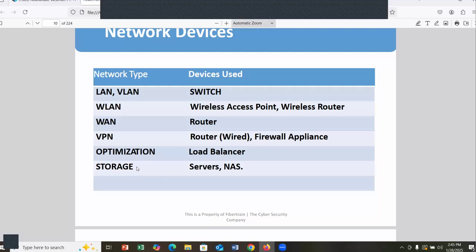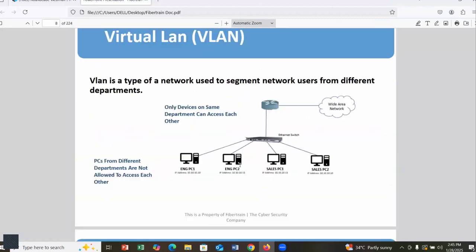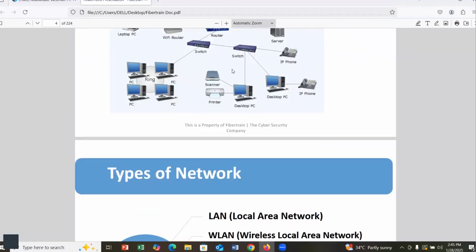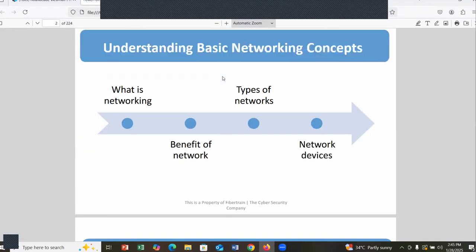So the next thing here is storage. When we're talking about storage, the device we make use of is a server. So anytime I want to store my documents, my data, my files and resources, I can store them inside the server, or I use a NAS, which is a network attached storage. So it's either you use the NAS or you make use of a server. Those are the devices that we can use to store our data and our documents. So these are everything that we're going to learn about computer networking.